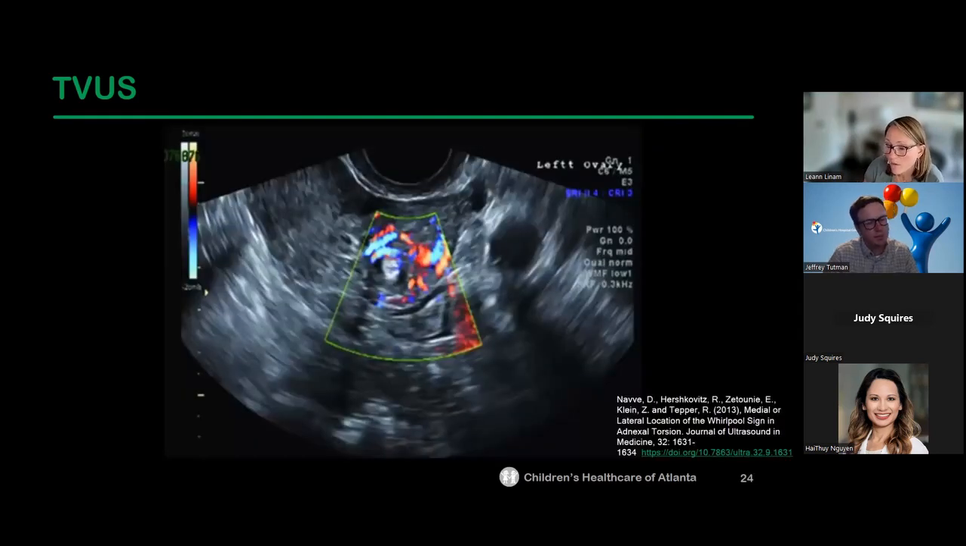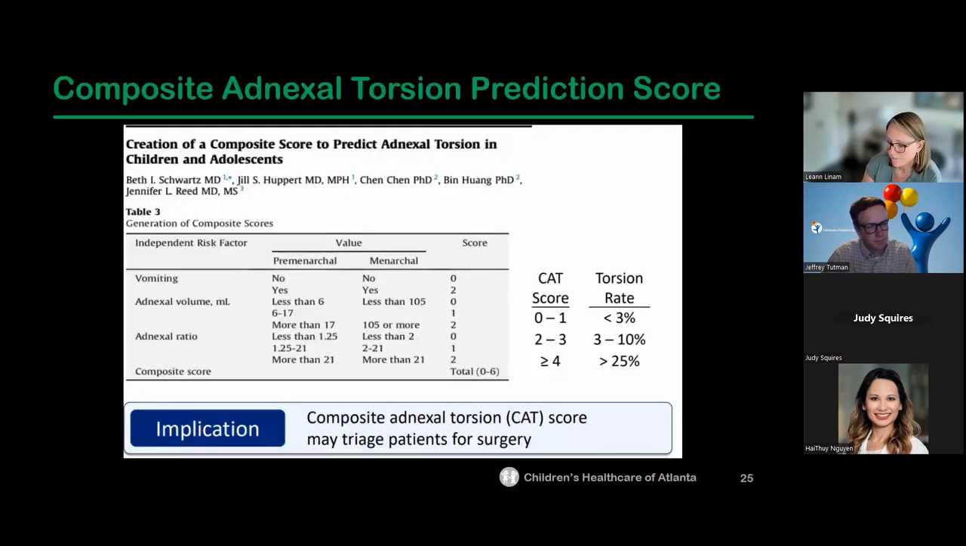But this is what it looks like on transvaginal ultrasound. So you can see the transducer in the vagina, and we're much closer to the ovaries than we are in transabdominal. And you can see the whirlpool sign that they talk about in adults all the time, which I have found that we very rarely see in transabdominal ultrasound, but this makes it easier to see.